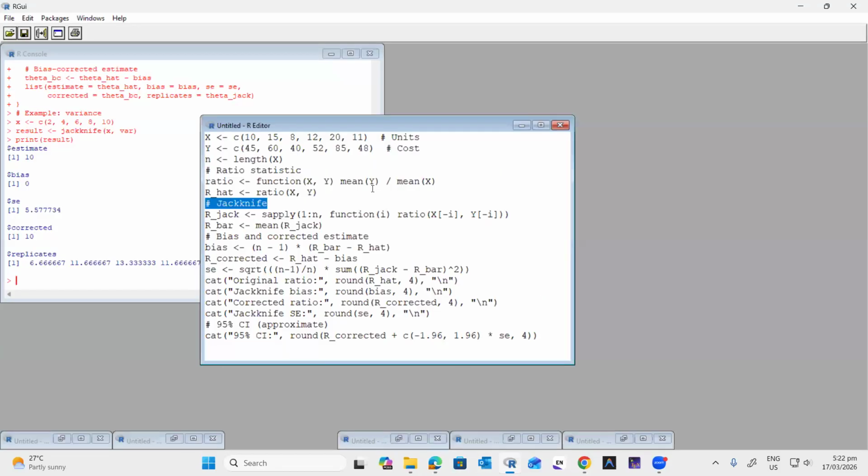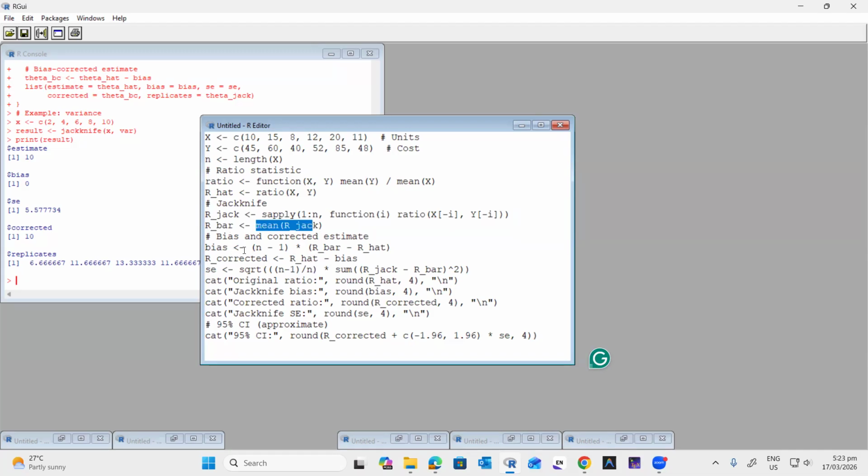So a similar thing that we are applying here in the R jack, R underscore jack, in the sapply command. What we are doing, we are computing the jackknife replicates by deleting one pair at a time. Okay, ratio of x. The ith value we are going to remove from the x, and the ith value we are going to remove from the y. All right, and we are going to take the ratio of that one. That is the function of i. And R bar, we are going to compute the mean of those ratios, right?